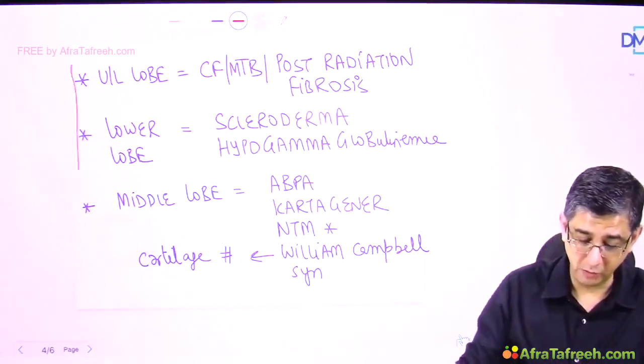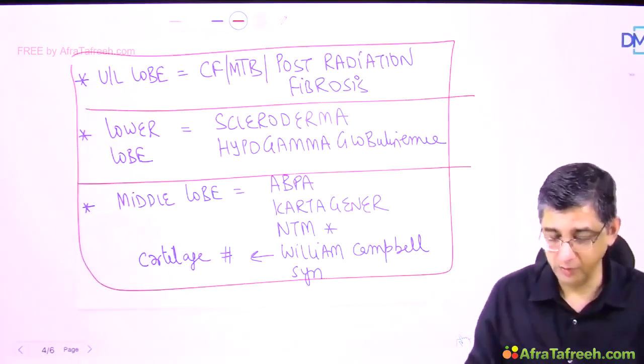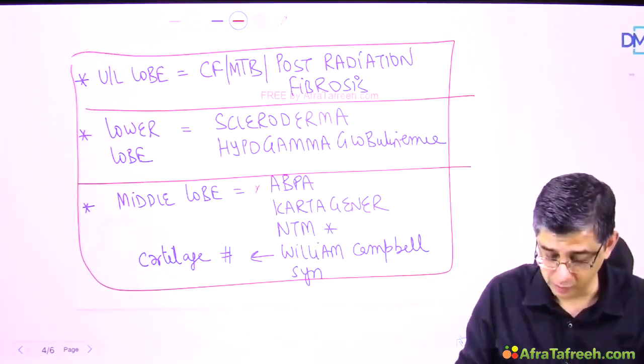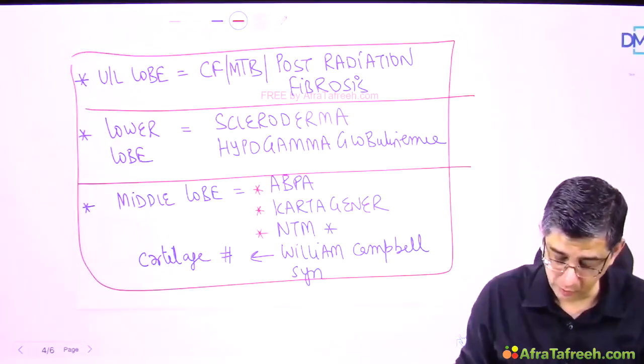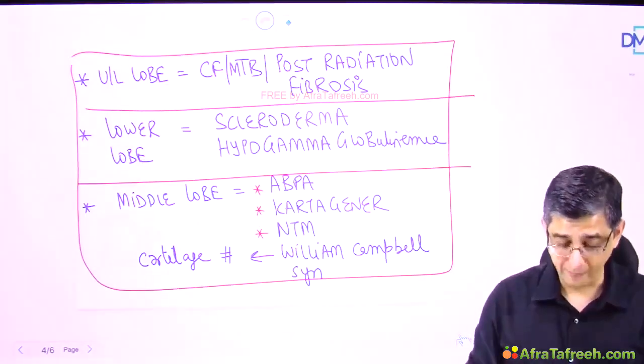This I would rate as one of the most important slides for the topic of bronchiectasis, where lobe involvement is the one that is being asked nowadays, with the most important ones being ABPA, Kartagener, and non-tuberculosis mycobacteria as important causes of middle lobe bronchiectasis in a patient.